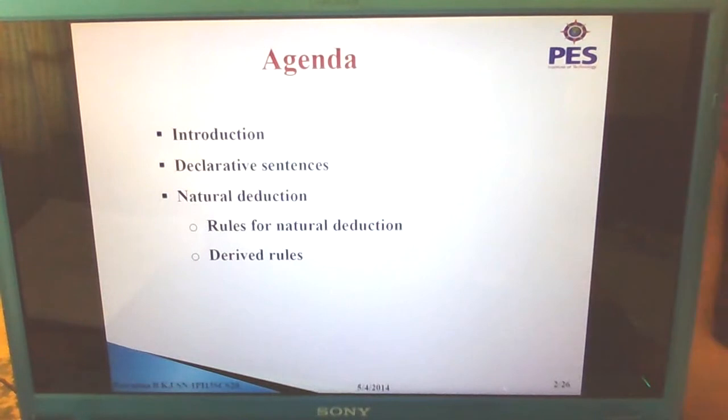This is the agenda. Now I am going to cover: introduction, declarative sentences, natural deduction, rules for natural deduction, and derived rules.